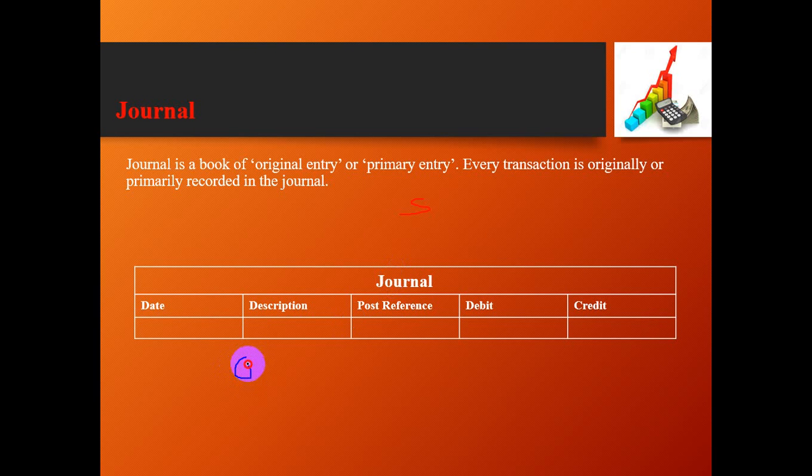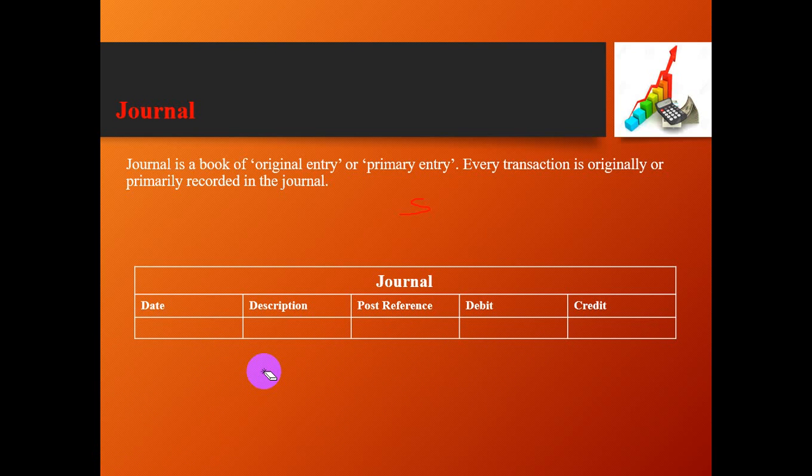The format which we are using here is the general journal. General journal has 5 different columns and 6 elements. The first element is date, so we need to keep the date in the journal. In the second column we keep the particulars or description. In the third column we keep the post reference.